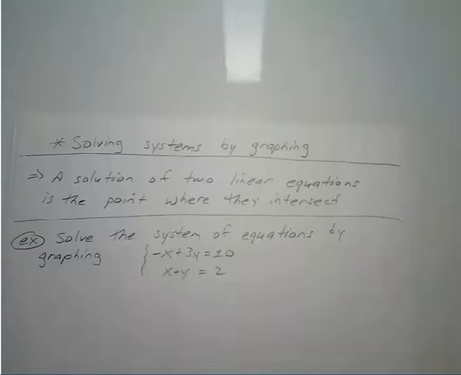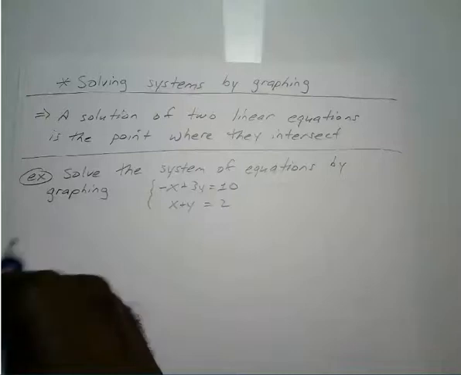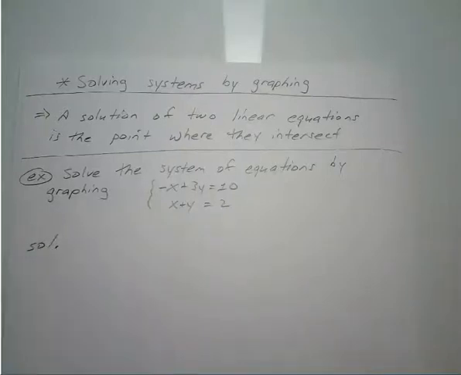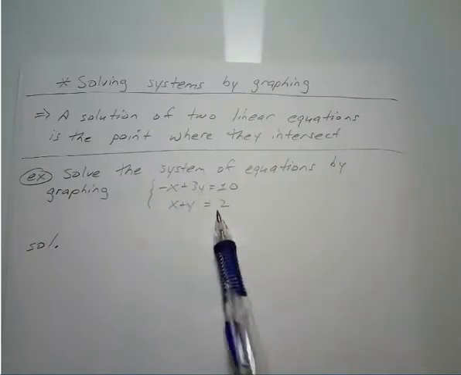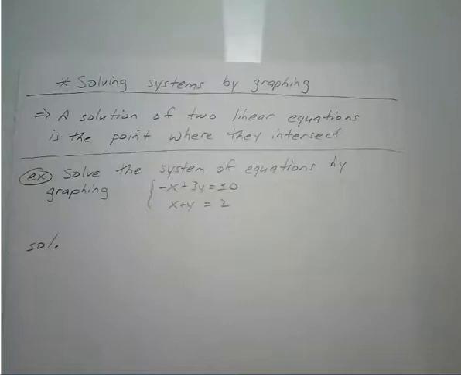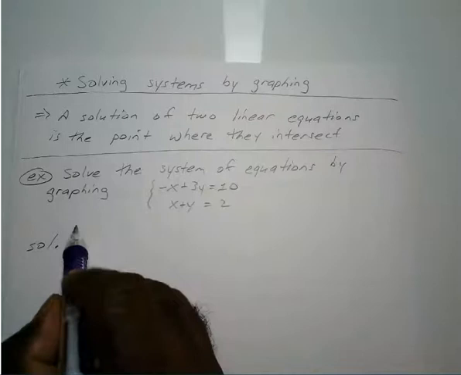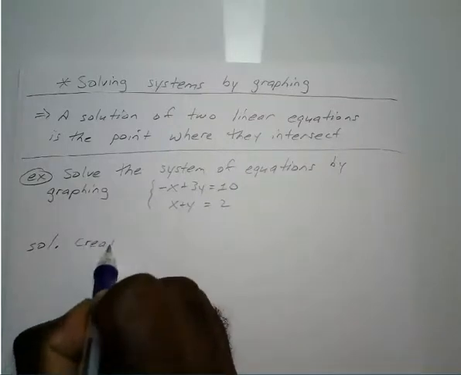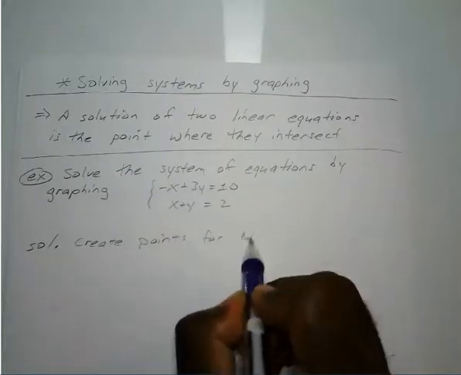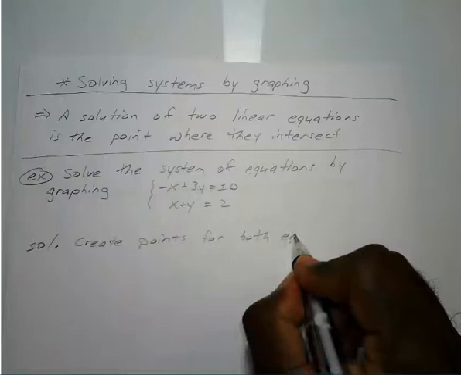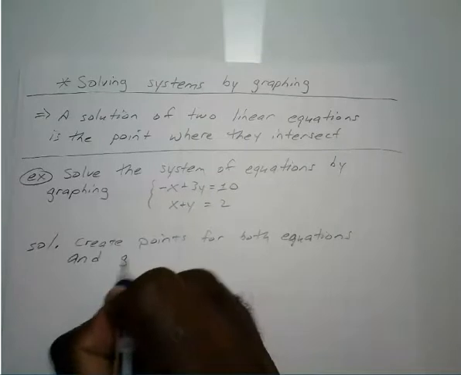For example, if we wanted to solve this system by graphing, that means we have to graph negative x plus 3y equals 10 and x plus y equals 2. To graph a linear equation, you just pick 2 points and draw a line through them. So you want to create points for both equations and graph.